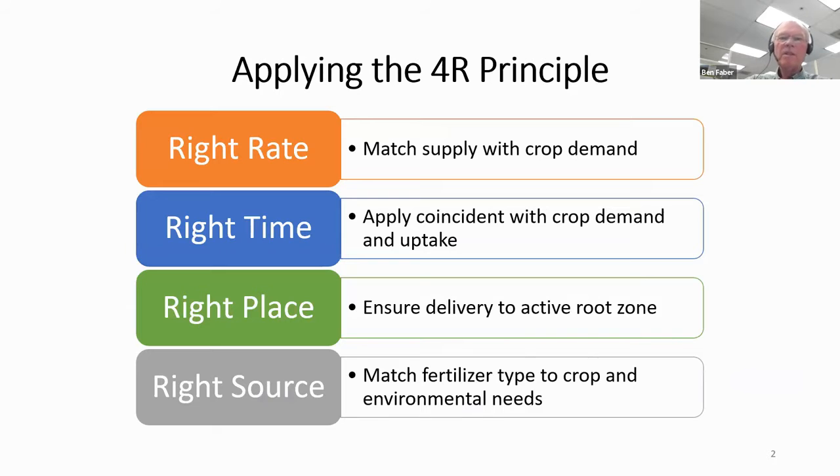So we're going to be applying what's called the 4R principle: the right rate, the right time, the right place, the right source. Right rate means matching the demand by the crop with the supply, the application. The right time, putting it on when the plant needs it, when you're getting optimum uptake. The right place, making sure it's going into where the active root zone is. And the right source, finding out what the optimum fertilizer source type is for the crop that's being grown.